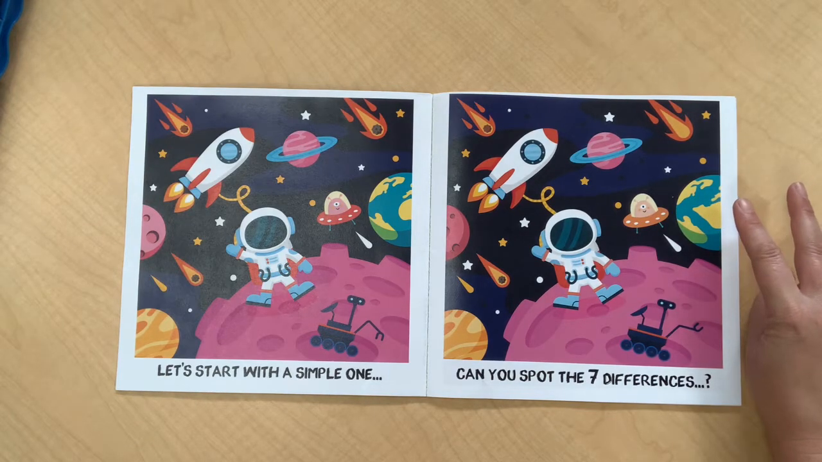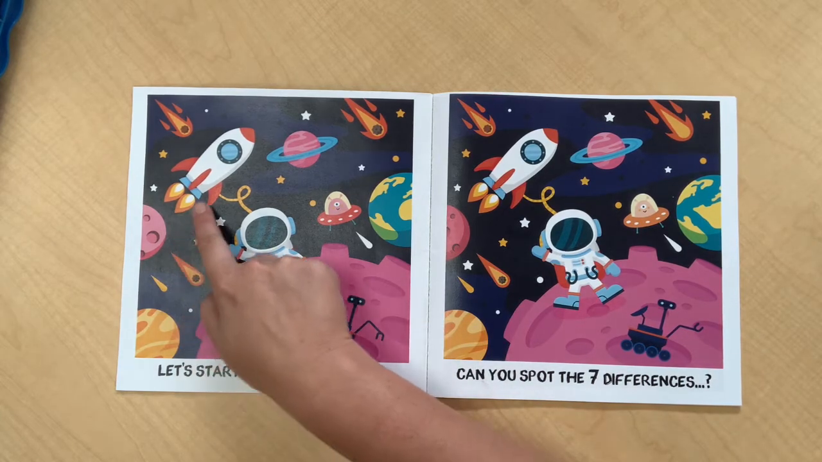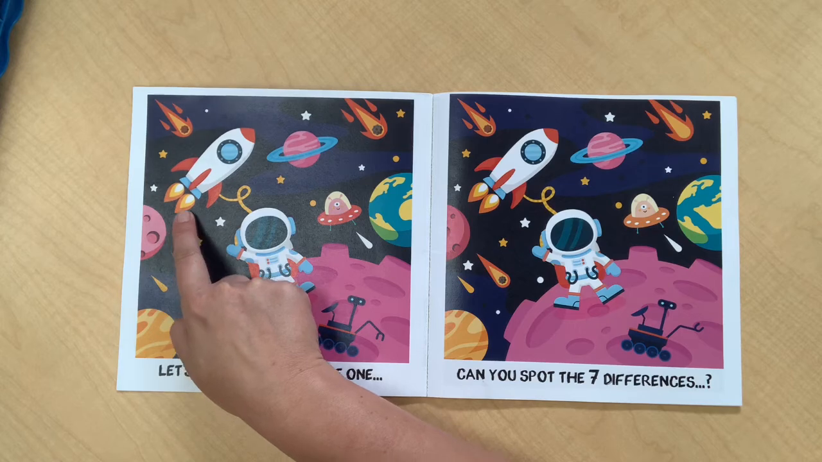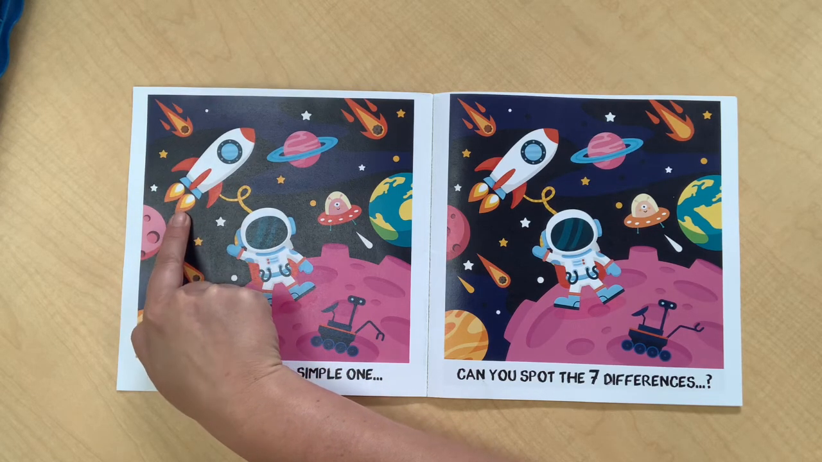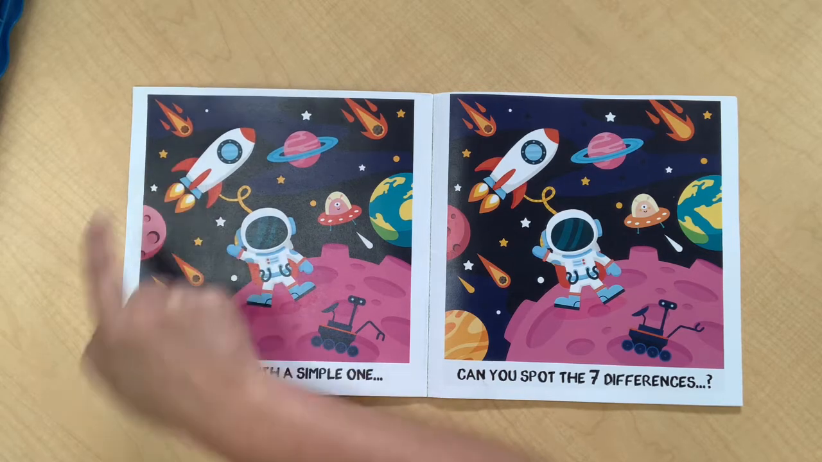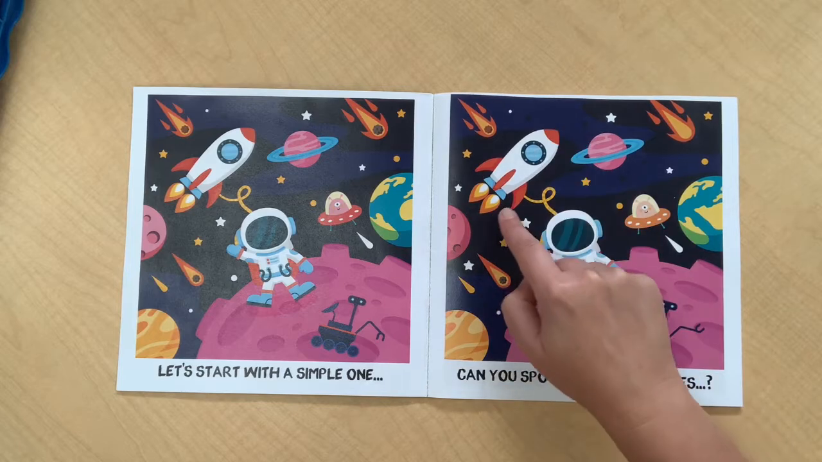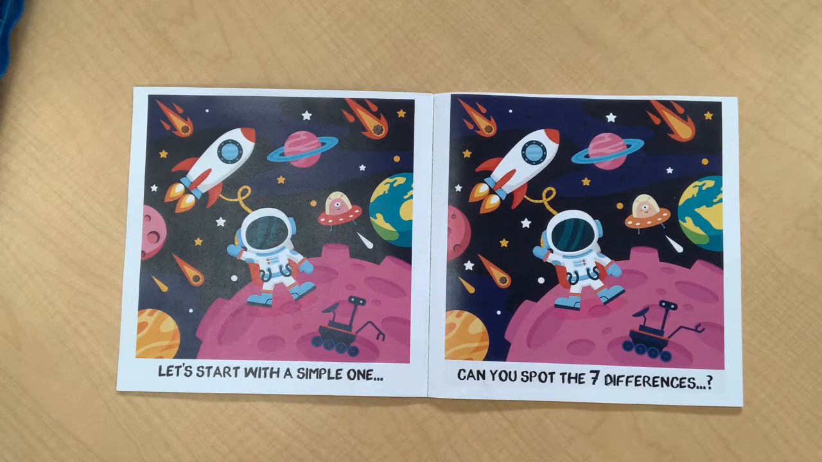What else is different? Let's look at the spaceships here. We've got kind of a rocket ship over here with 2 jet flames and 1, 2, 3 fins. Here there's a jet or a rocket too. It's got 2 flames and 1, 2, 3 fins. Looks the same to me.